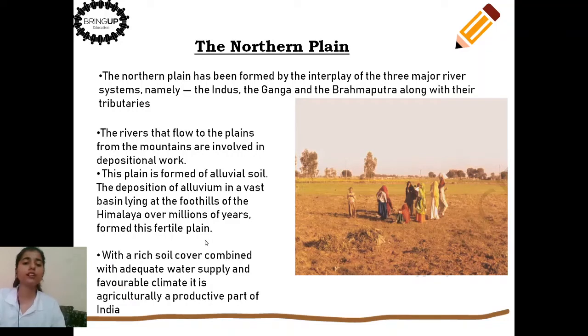With a rich soil cover, combined with the adequate water supply and favorable climate, it is agriculturally a productive part of India. It is as well a densely populated physiographic division, and the northern plain spreads over the states of northern India. It includes Haryana, Delhi, UP, Bihar, partly Jharkhand and West Bengal. It also includes in the east Assam, where lies the Brahmaputra plain. So moving on to next.